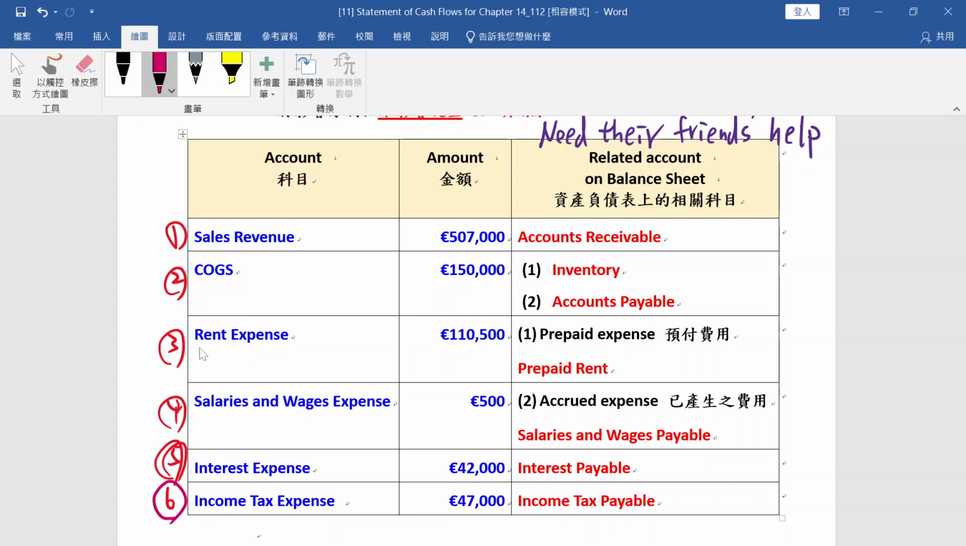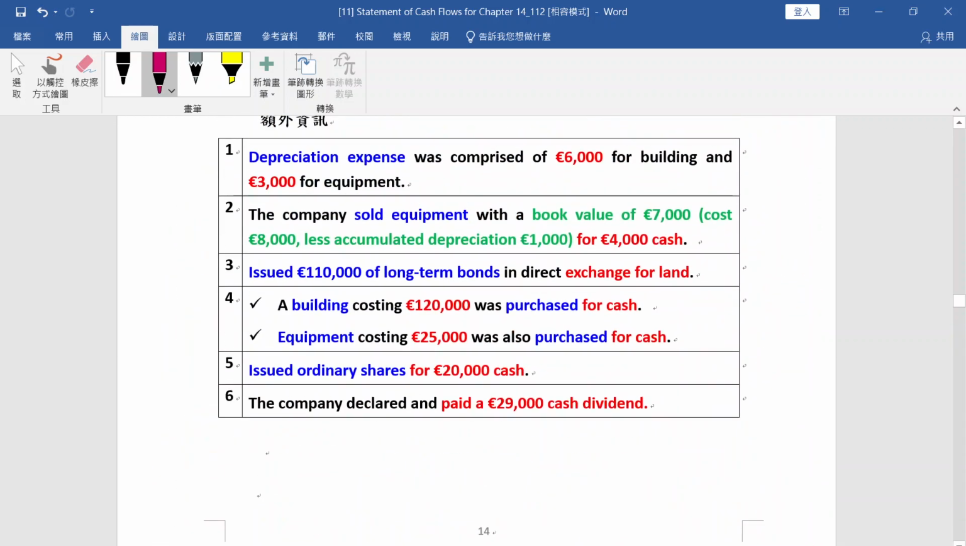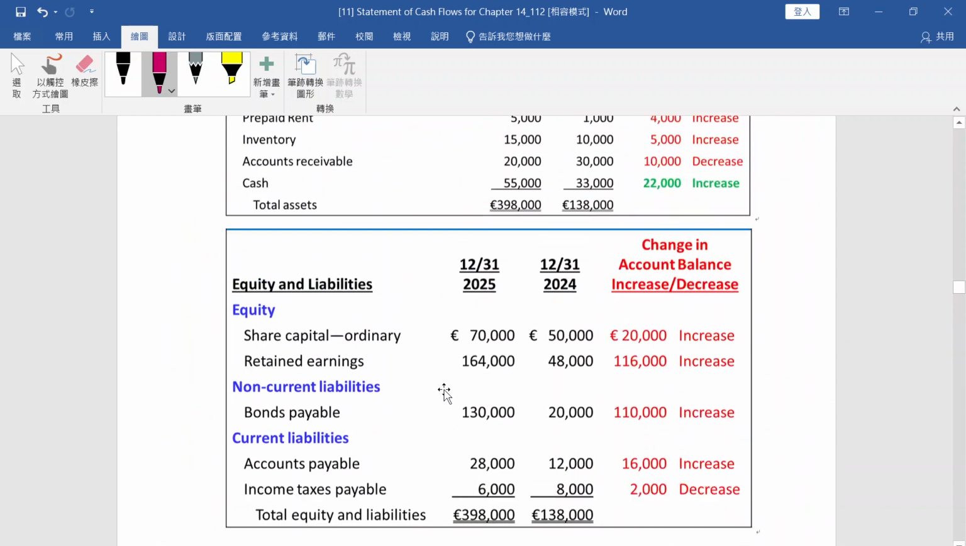So right now we need their friends to help us get the cash flows. So far, any questions? So after step one, right now we try to find out cash flows. You should know who their friends are. Based on sales revenue, how much? $507,000. We need accounts receivable's help, right? So you should go to where? Balance sheet. So go to your balance sheet on page 13.